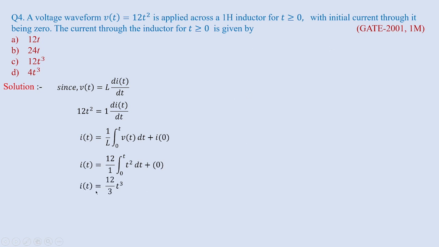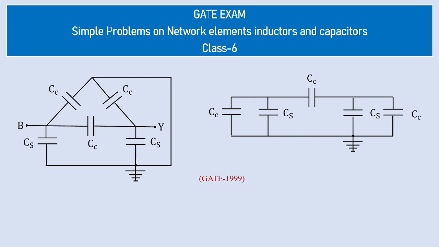So I'm substituting the values. I'm going to get i of t equal to 12 times the integration of t squared, which is t cube by 3. So 12t cube by 3 will give you the value 4t cube. So option D is the right answer. So these kinds of problems were asked in past GATE questions under electrical engineering. I hope you have got some basics of concepts of inductors and capacitors and how the questions are framed on capacitors and inductors based on past papers.